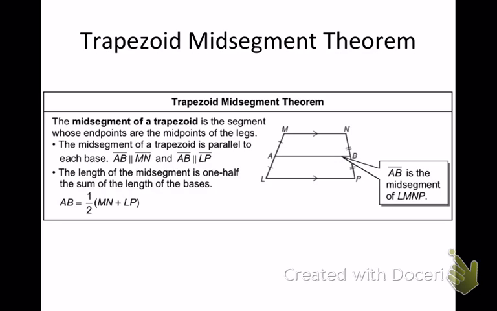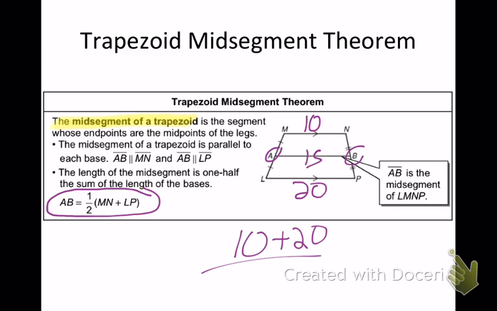And the last thing we're talking about today is the trapezoid midsegment theorem. We talked about midsegments in triangles before. Let's talk about midsegments in trapezoids. A midsegment goes from midpoint to midpoint, and it's a line. To find it, take half of the two bases. For instance, let's say MN is 10 and LP is 20. What would AB be? 15. You would do 10 plus 20 divided by 2.